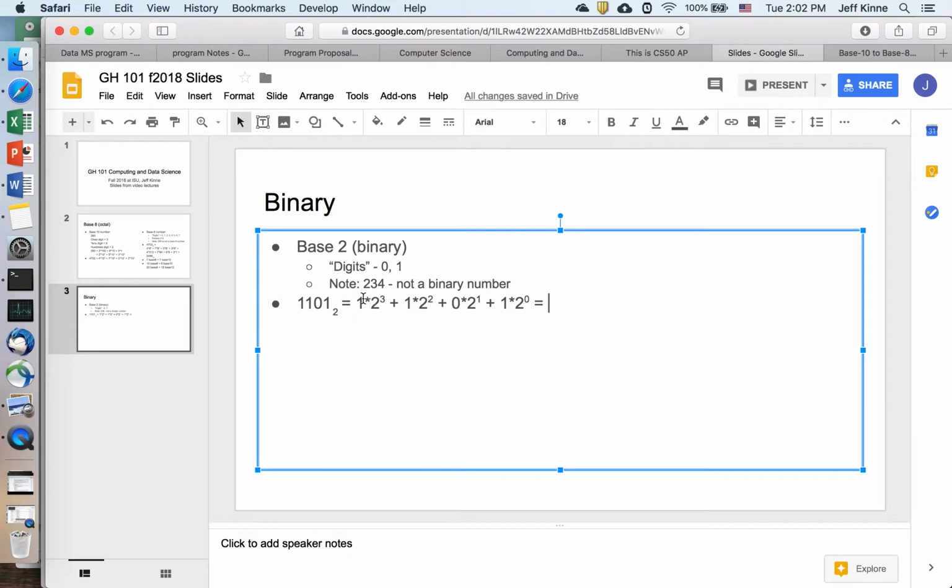We have 8 plus 4 plus 0 plus 1, which is 13 in base 10.